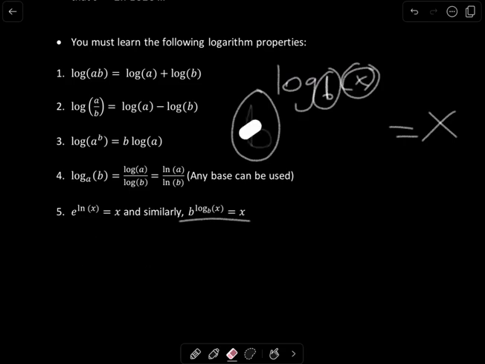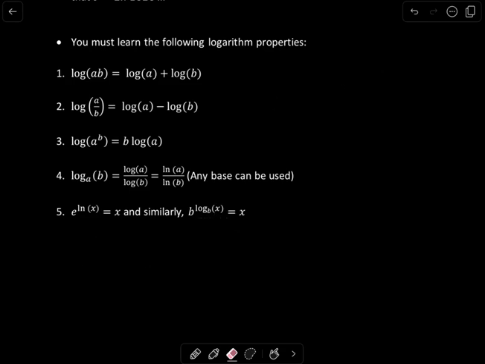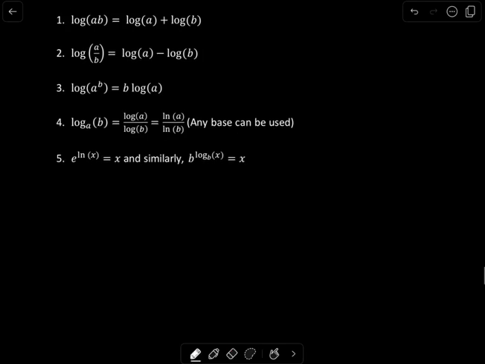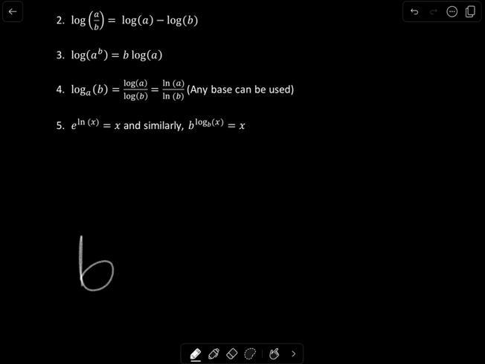Okay, and let's think about why this fifth property makes sense, because you may be memorizing it and not understanding it. So let's write it out. We have base b, and the exponent is this thing here. This entire logarithm is the exponent. What I'm going to do is replace this with k. So I'm going to take out that and let it equal k. So now it's b to the power k is equal to x.